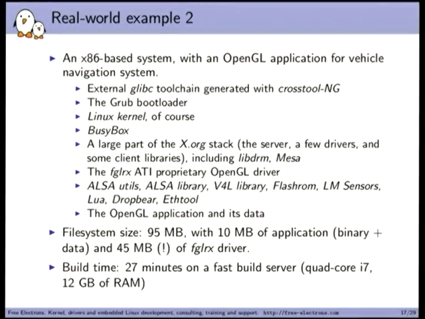And then we had a bunch of libraries like ALSA stuff and V4L and so on and so on, and the OpenGL application. And in the end, the file system was 95 megabytes, which is quite huge. But if you look at what made this size, there's actually 10 megs of app and 45 megs of the ATI driver. I don't know what they do exactly in their drivers and OpenGL implementation, but it's crazy. And this system was taking 27 minutes to build on the same build server, quad-core i7. So it's pretty reasonable. I mean, of course, you need to drink a little bit of coffee, but not too much.